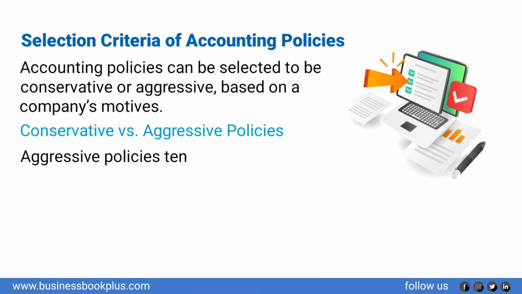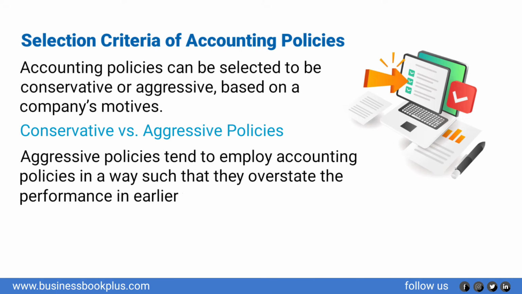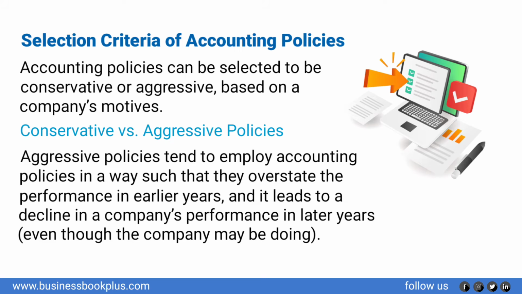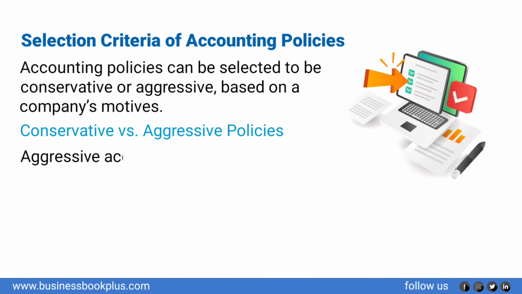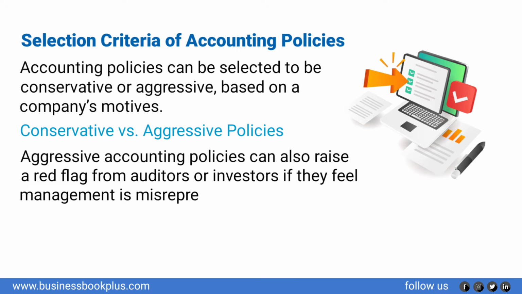Aggressive policies tend to employ accounting policies in a way such that they overstate the performance in earlier years, and it leads to a decline in a company's performance in later years, even though the company may be doing well. Aggressive accounting policies can also raise a red flag from auditors or investors if they feel management is misrepresenting earnings or allocating costs.